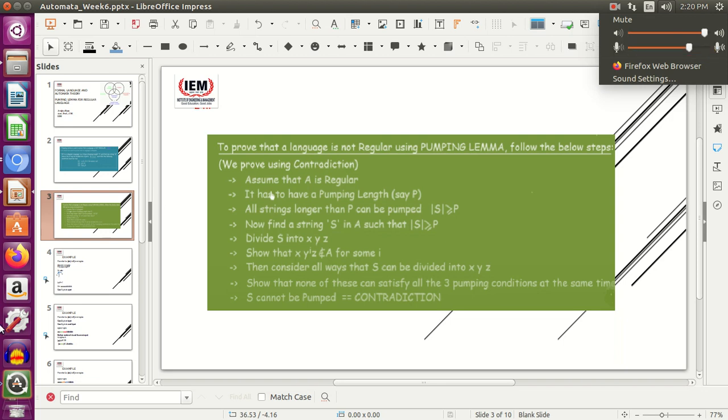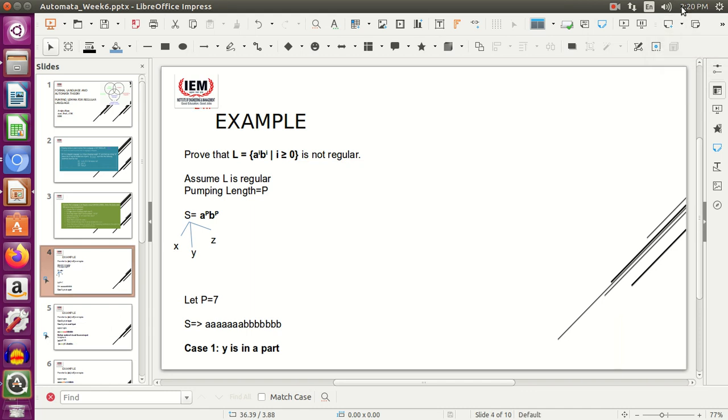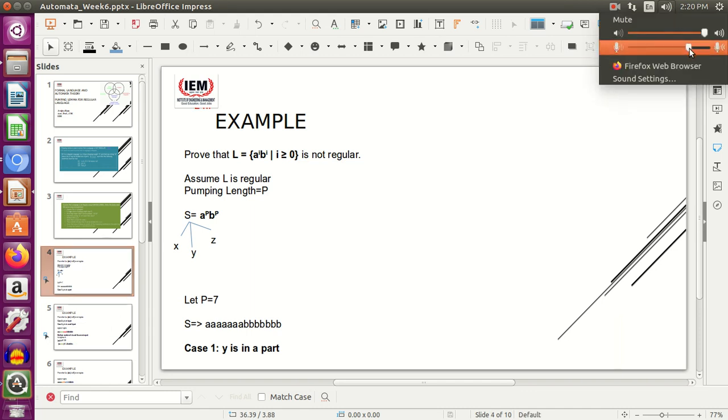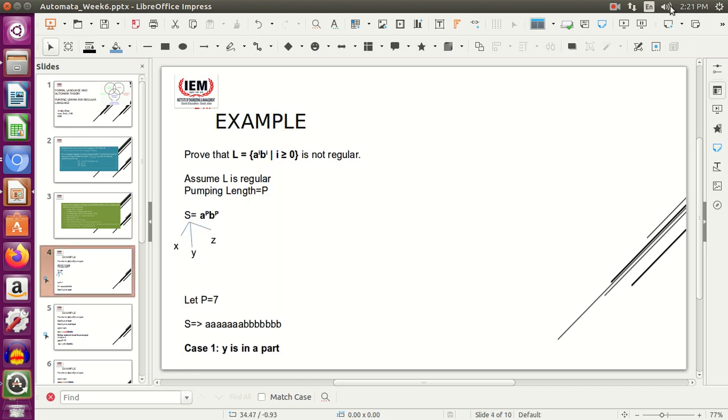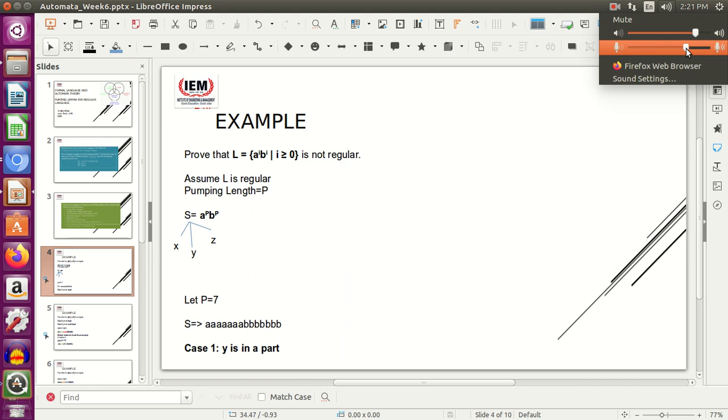Okay. So now this is an example where we have a language a^i b^i, and we have to prove that it is not regular using the pumping lemma, right? So first of all, what was the step? We have to assume that the language is regular. That was the first step. So if you see here, the first step was assume A is regular. So that is what we are assuming here, that L is regular.